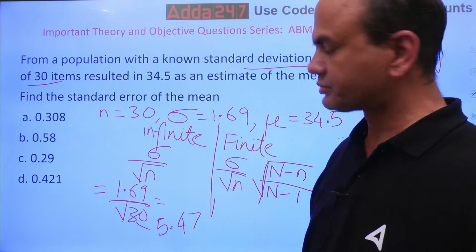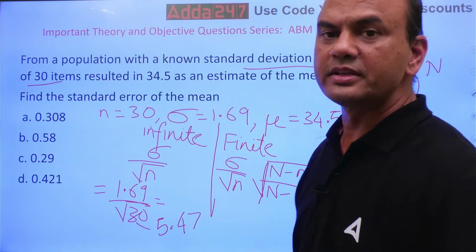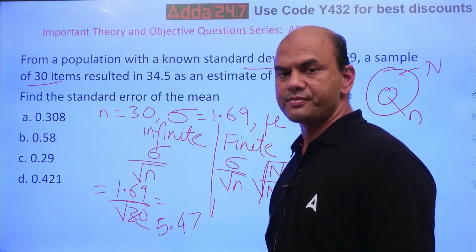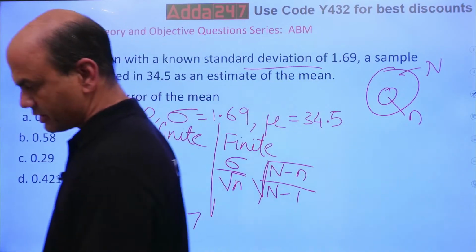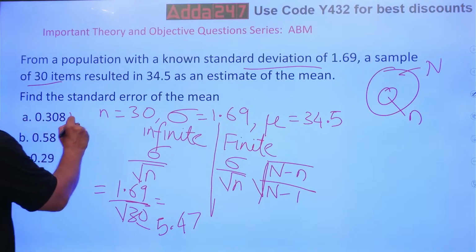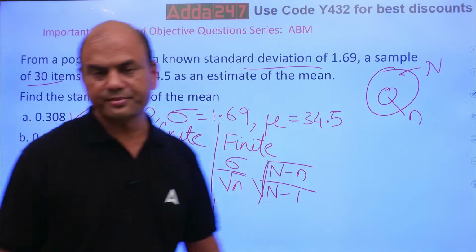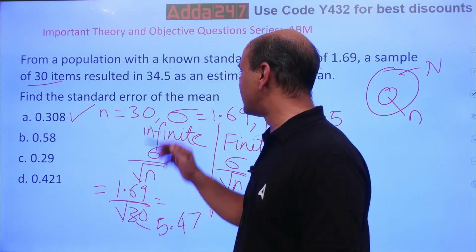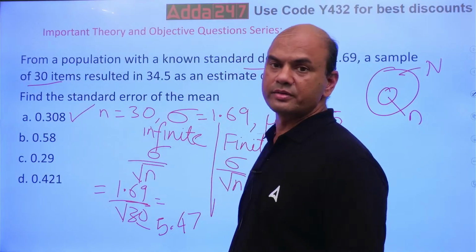So what is the answer? Let me see in the comment section. Everyone try, because these questions are asked as it is in the exam. So, what is the answer? 0.308, correct. 0.308, this is the right answer. So your standard error of the mean is 0.308.